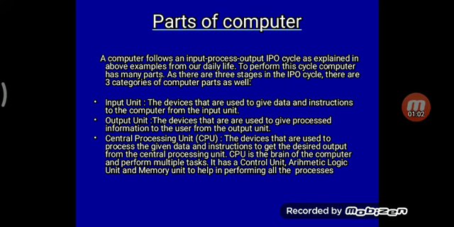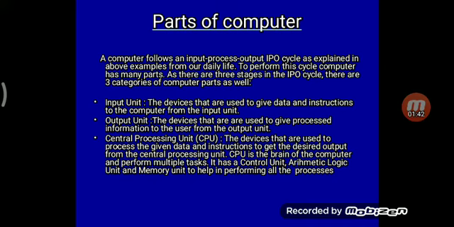Parts of computer. How many parts of a computer are there, and what are their names? A computer follows an input, process, output, meaning IPO cycle, as explained in the above examples from our daily life. To perform this cycle, a computer has many parts, as there are 3 stages in the IPO cycle. There are 3 categories of computer parts as well.